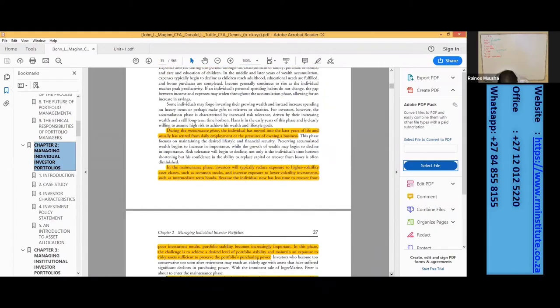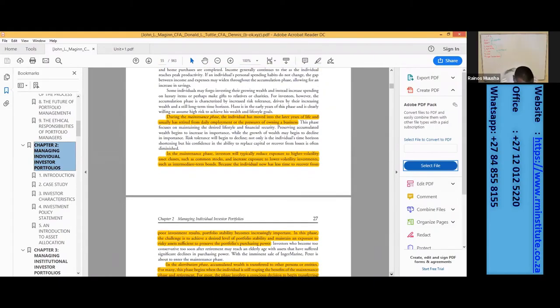Then the next phase that they discuss is the maintenance phase, where they say the individual has moved into the later years of life and usually is retired from daily employment or the pressures of owning a business. Then if you go to the next paragraph, they say, in the maintenance phase, investors will typically reduce exposure to higher volatility asset classes, such as common stocks, and increase exposure to lower volatility investments, such as intermediate term bonds.